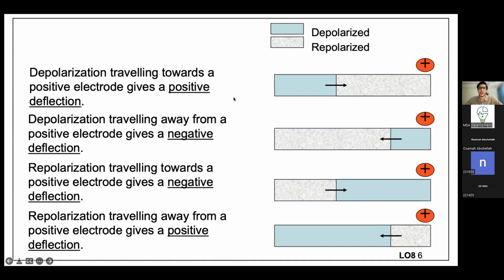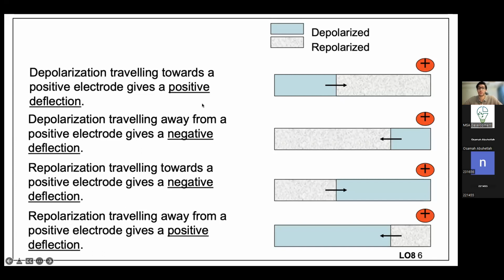All of this is just logic right now. Think of it like this: when you depolarize a cell membrane, it's becoming more positive. If you look at the voltage, it becomes more positive. And so if something is being depolarized and it's going towards the positive electrode, it's going to cause a positive deflection. If something is being depolarized away from the positive electrode, then it's naturally going to cause a negative deflection, a negative trace. And vice versa for repolarization.